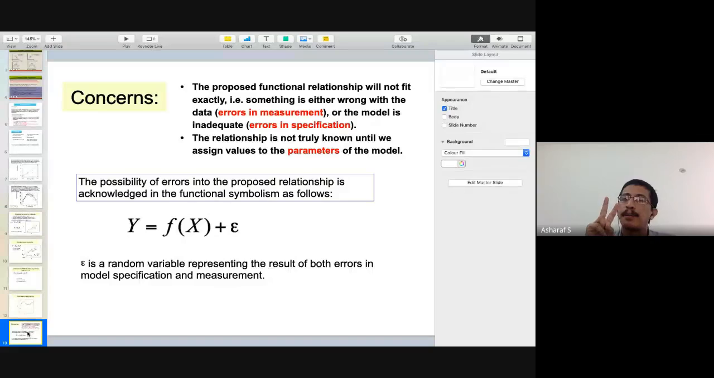Two things can happen here. You may not have the right data. There can be errors in measurement. That's one context. All right. The other thing is you don't have a proper model. The model is inadequate to represent your context. Right, the error can be in the model, the error can be the specification of the model, right?